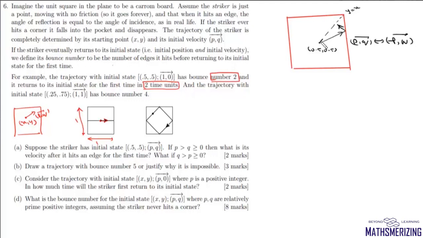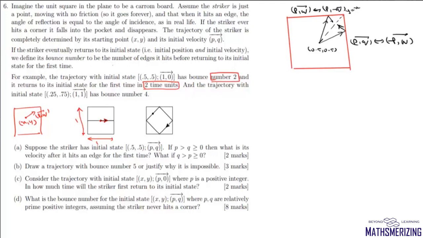And if the striker hits the vertical column, in that case, only the vertical component is going to change, the horizontal component won't change. So in that case, it will change from (p, q) to (p, -q).